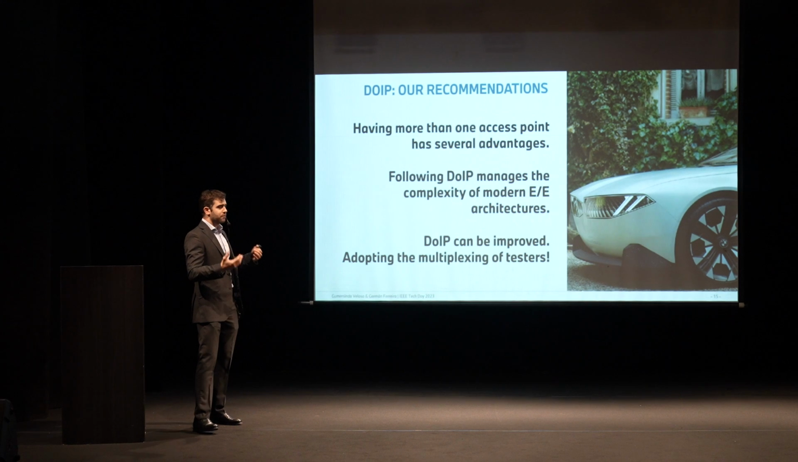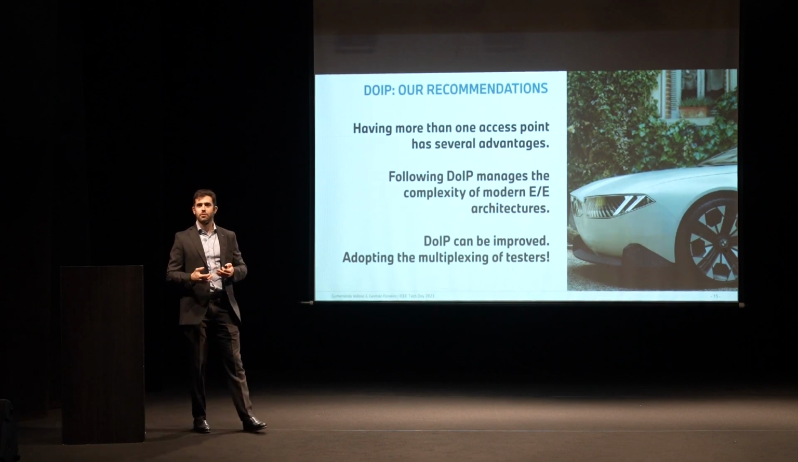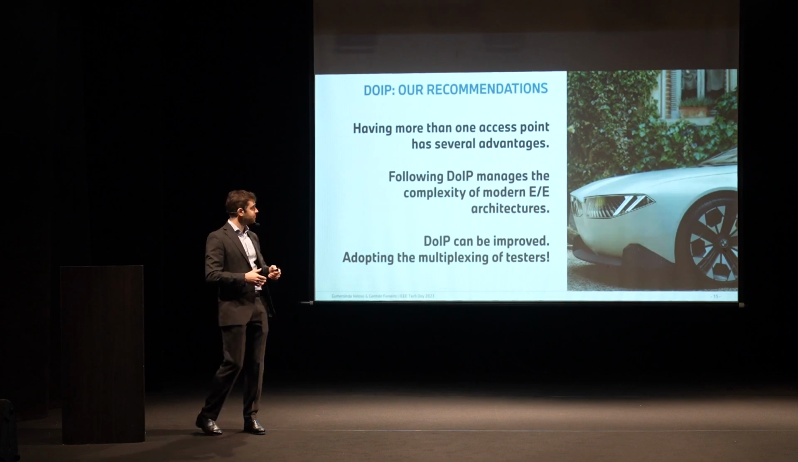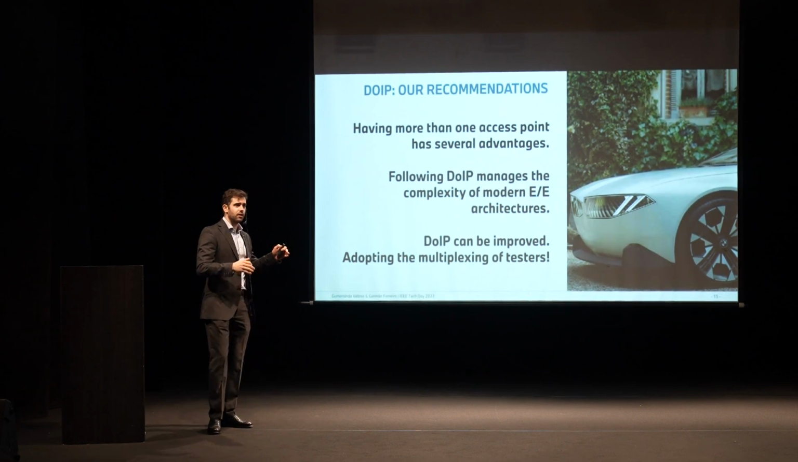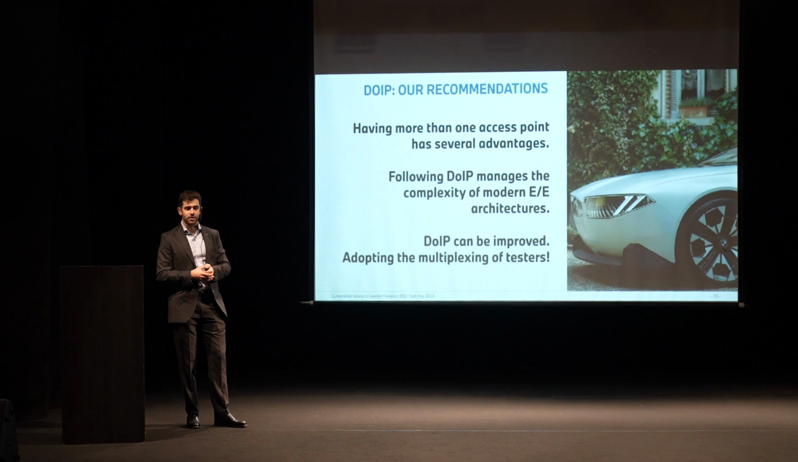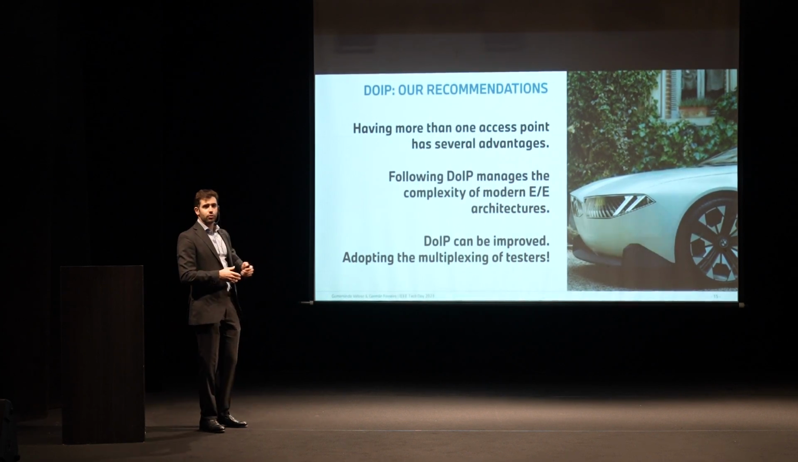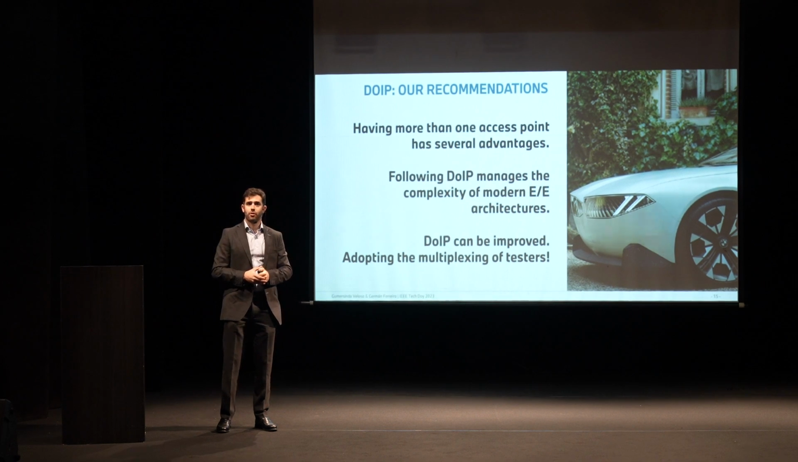So we have seen that having more than one access point to the vehicle has several advantages. For example, on the flashing use cases, we have seen that the DoIP protocol is already providing the mechanisms to manage the complexity of the EE architectures. But also we have seen that we can improve the DoIP protocol, for example, by adopting the multiplexing of testers.